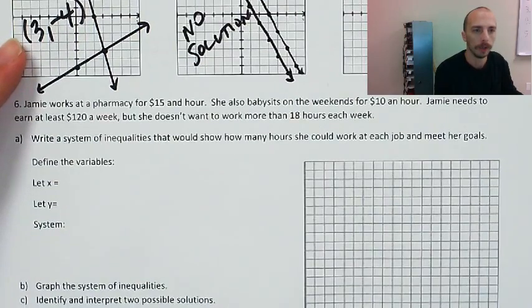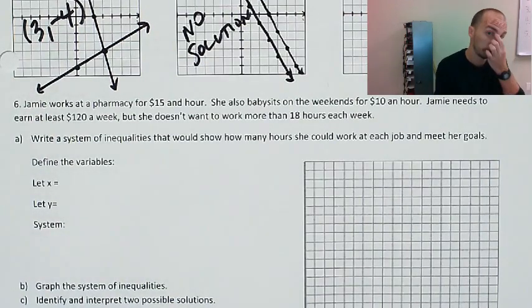All right. Now, Jamie works at a pharmacy for $15 an hour. She also babysits on the weekend for $10 an hour. Jamie needs to earn at least $120 a week, but can't work more than 18 hours a week, I guess, to make sure she keeps up with her studies or whatever. And so we are going to write a system of inequalities that would show how many hours she could work at each job while meeting the goals.